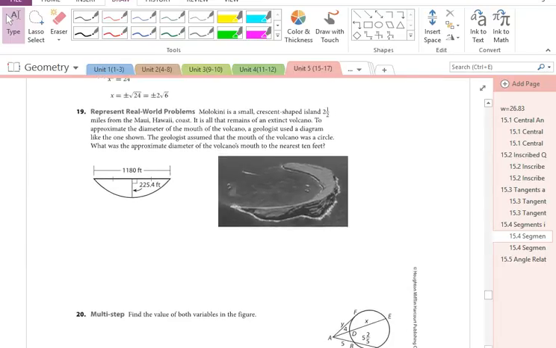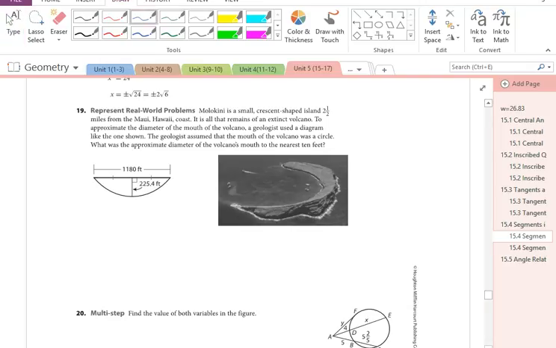19, okay. So what we want to do for this one is draw the whole circle, and each of these would be 590 because we have 1180 cut in half, or cut into 2 equal parts is 590. This piece is 225.4, and let's call this length x.